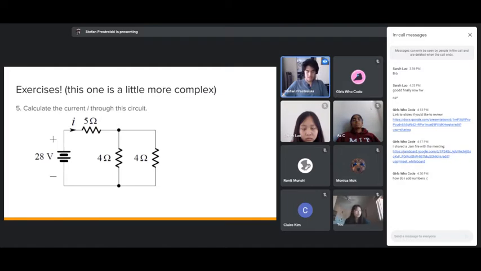The trick here is to find the equivalent resistance of this portion, the parallel portion, then treat it as a single resistor, and then add it in series with the 5 ohm resistor.